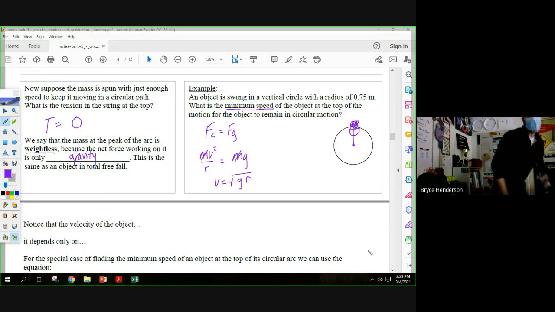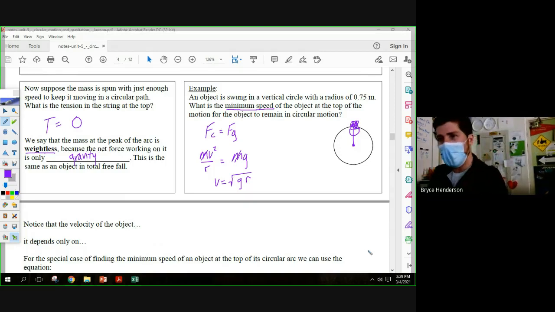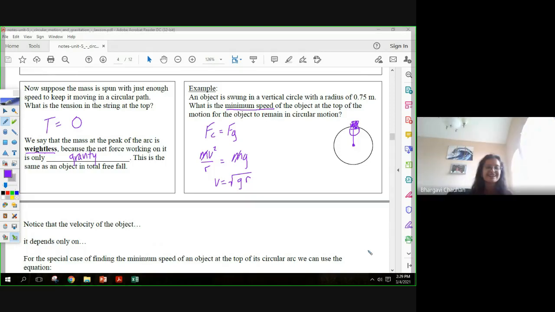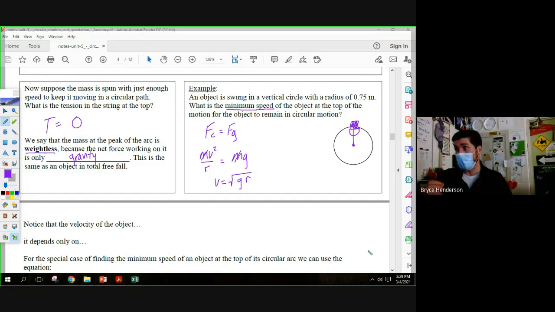Okay, before I swing my bucket, what's your question? Why exactly is the tension 0 at that point if gravity is still present? Gravity is the only thing that's present.